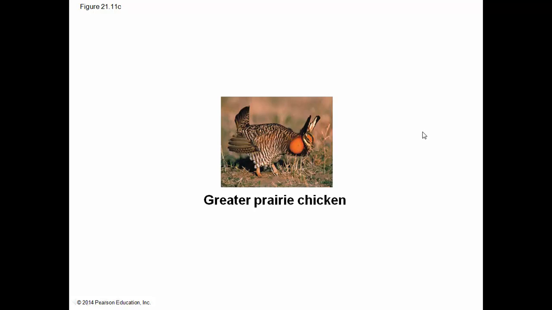And here's the greater prairie chicken. It's quite a bird. They like to do this little dance. The males do a little dance around the area where they live, where they try to attract the female. That area is known as a lek, and the behavior is known as lekking behavior. If they're successful, they fertilize the female, and the female will go off and have her eggs.